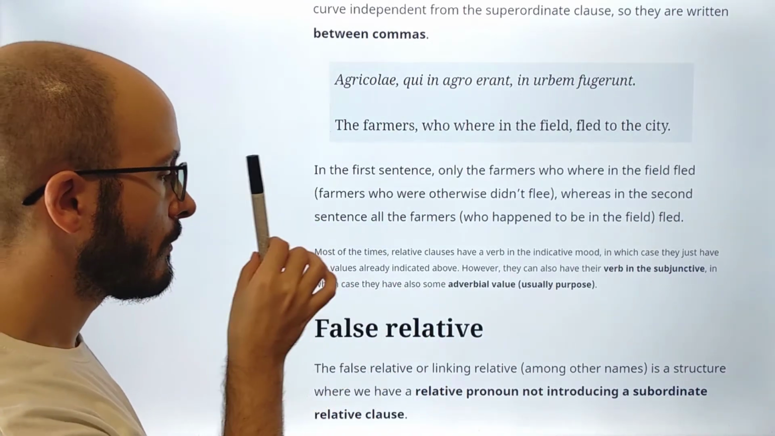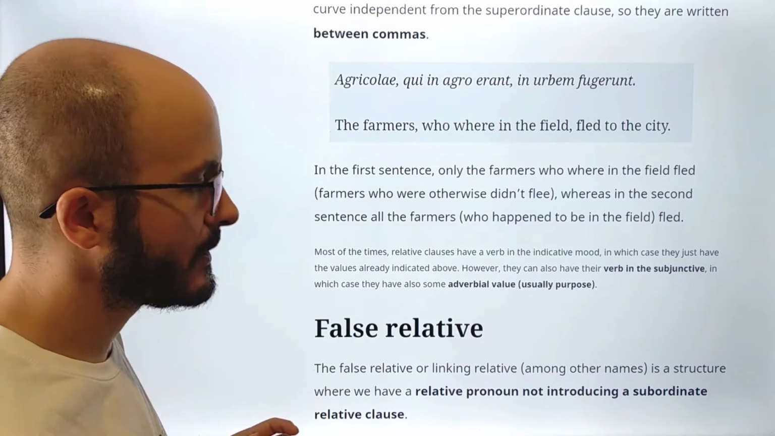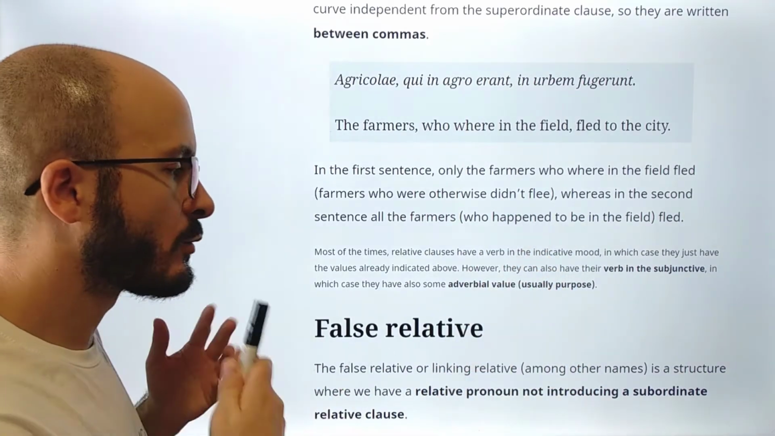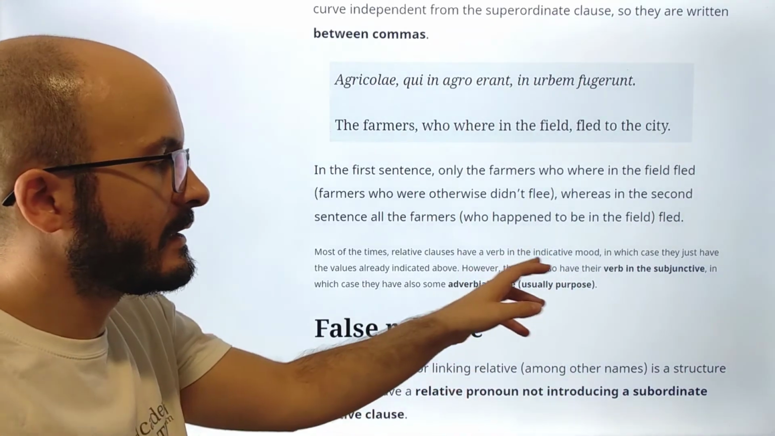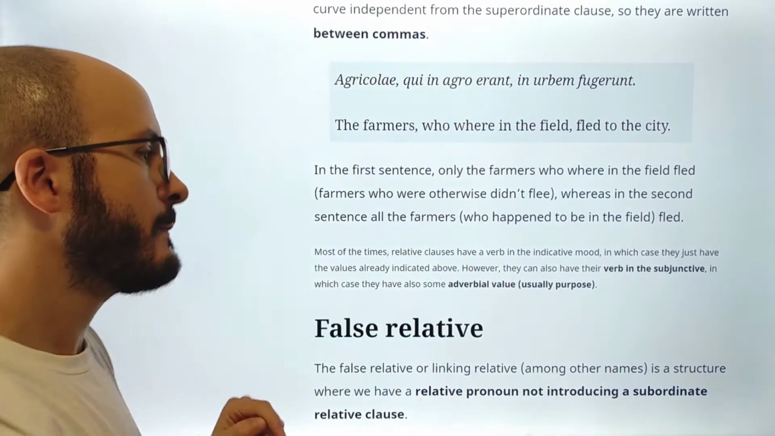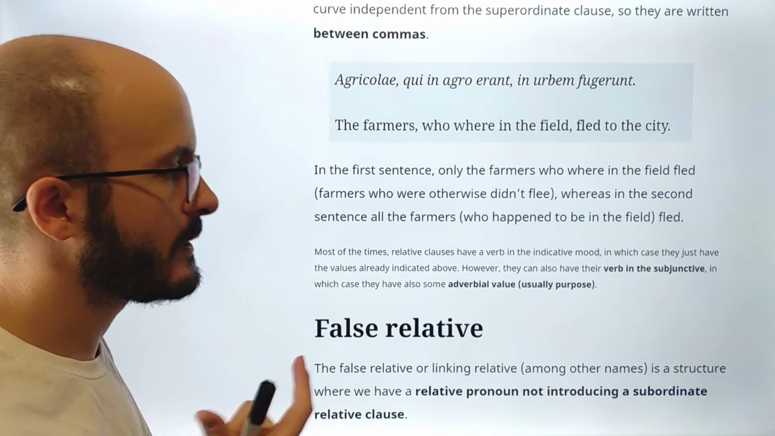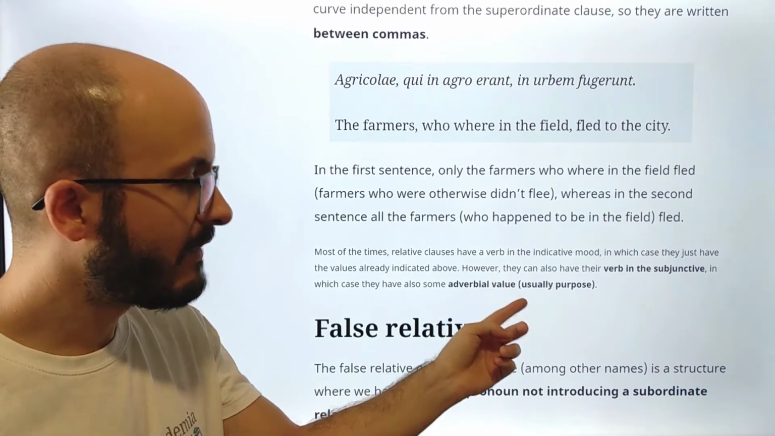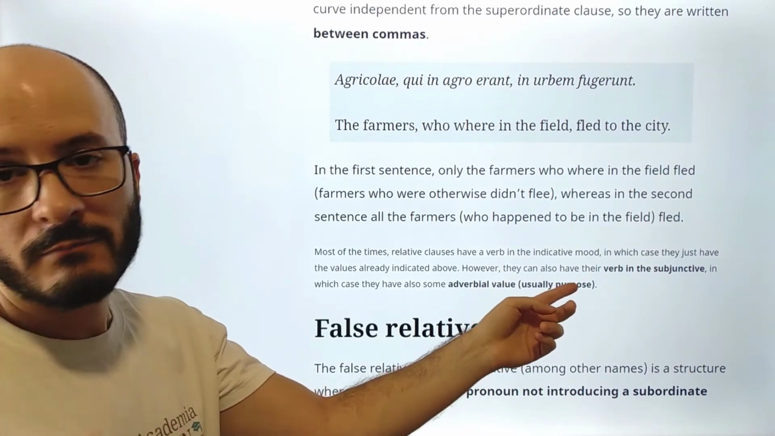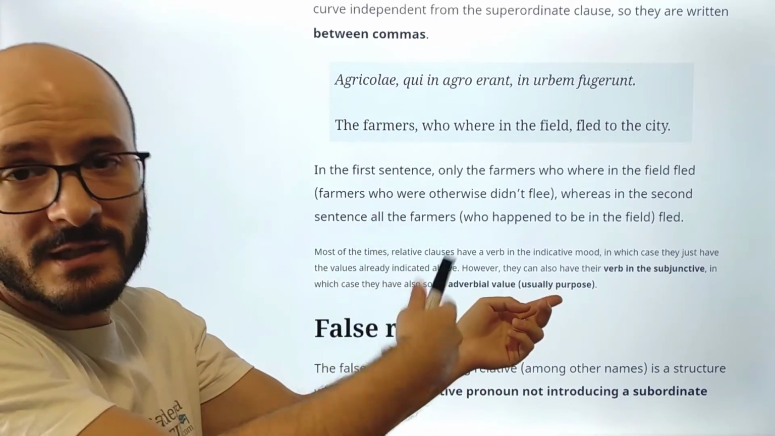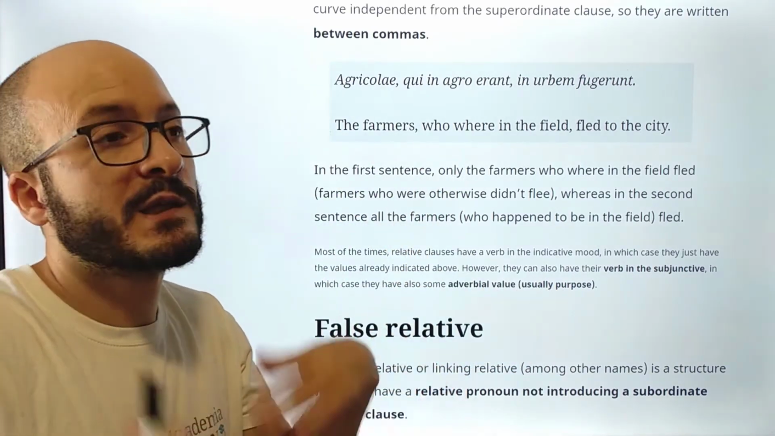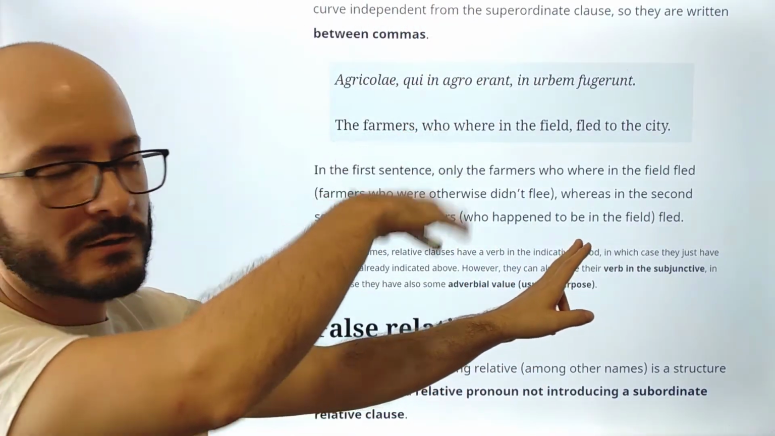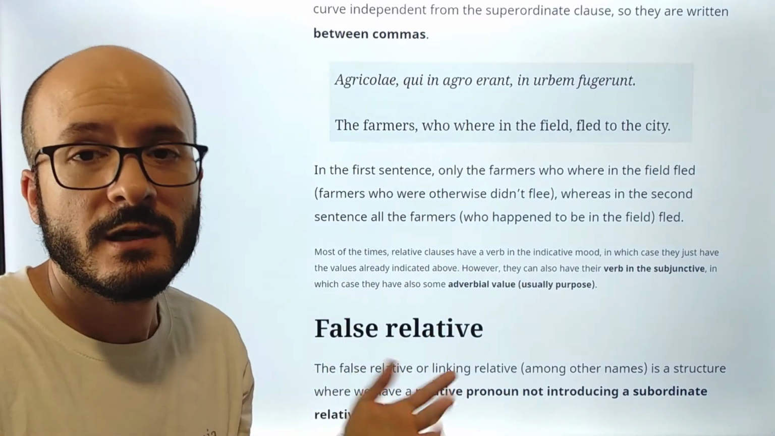Okay? Most of the time, relative clauses have a verb in the indicative mood, in which case they just have the values already indicated above. So if they are in the indicative mood, that's it. We already know everything. However, they can also have their verb in the subjunctive, in which case they also have some adverbial value, usually purpose. If this appears, we will explain it then. But for now, just indicative mood, just a relative clause, just like a translation in English, and that's it.